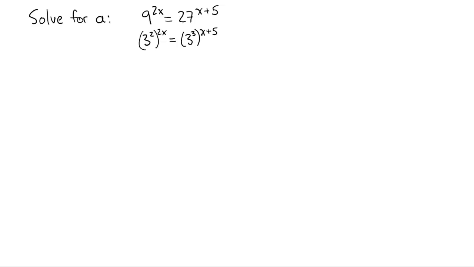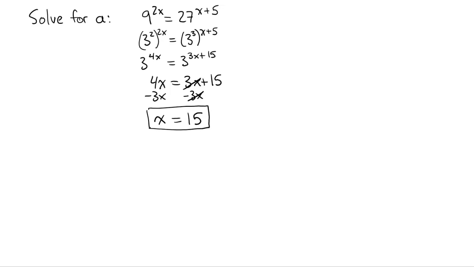And so what we can do, again, is use the power rule of exponents, and that gives me 3 to the power of 4x is equal to 3 to the power of 3x plus 15. And so now what I can see is, because they have the same base, the exponents are going to be equal. So that means that 4x is equal to 3x plus 15. And so now I can subtract 3x from both sides. Whatever you do to one side, you have to do the other. That gets me x on the left side, and then I'm just left with 15 on the right side, and that is my final answer. x is equal to 15.